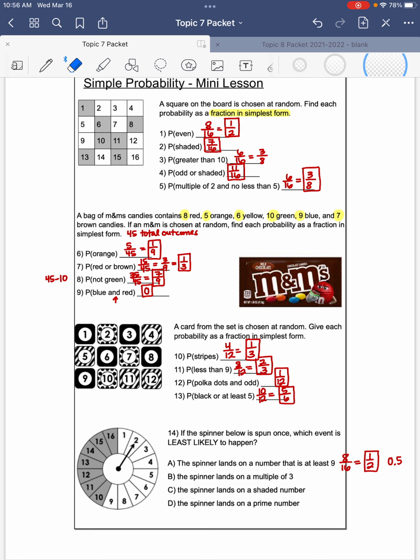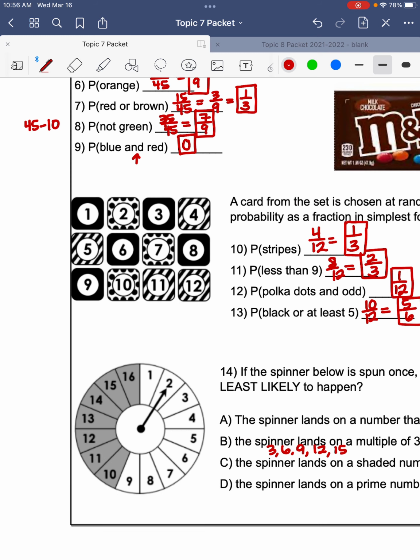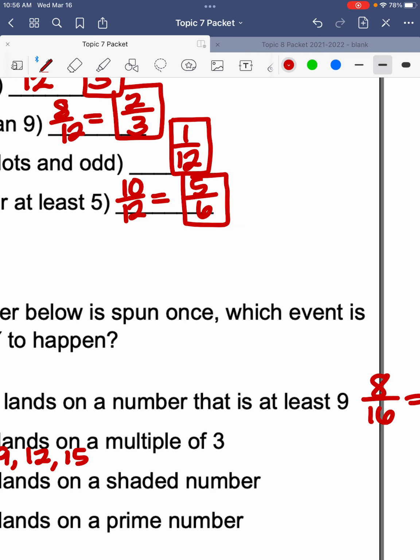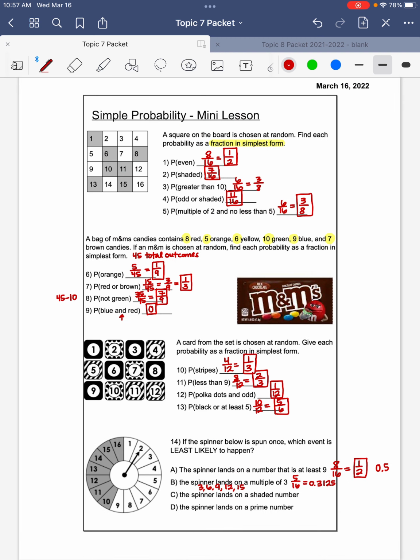Okay, now let's look at B. The spinner lands on a multiple of 3. Well, multiples of 3 are like counting by 3. So we're talking about 3, 6, 9, 12, and 15. Multiples of 3 continue going on, but I don't need to continue listing them because my spinner stops at 16. So that is 1, 2, 3, 4, 5 numbers. Well, 5 out of 16. That fraction doesn't reduce, but if I put 5 divided by 16 into my calculator, I get 0.3125. Okay, so I know now that 0.3125 is smaller than 0.5, so my answer is not going to be A.